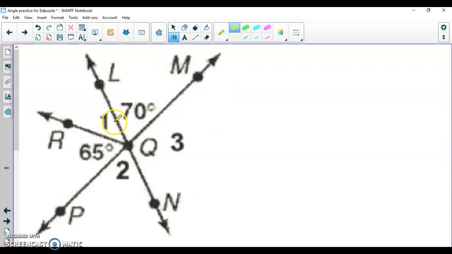When I look at the picture, I'm noticing an X right about here, which is going to show me that we have vertical angles, and vertical angles are congruent to each other. So if this one's 70, angle 2 is also 70 degrees.